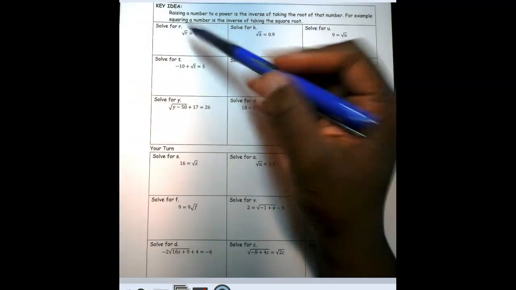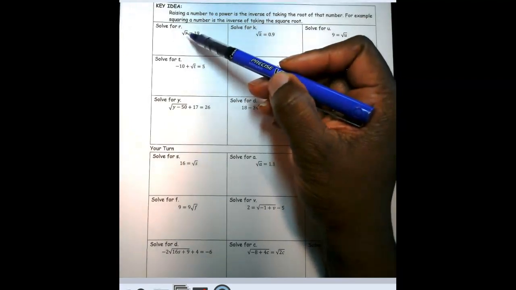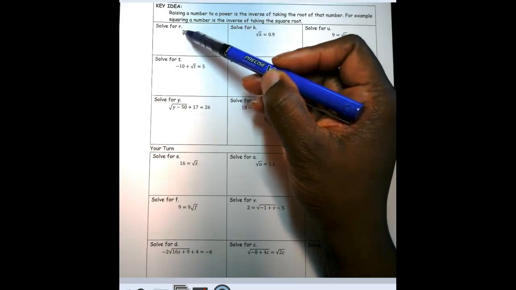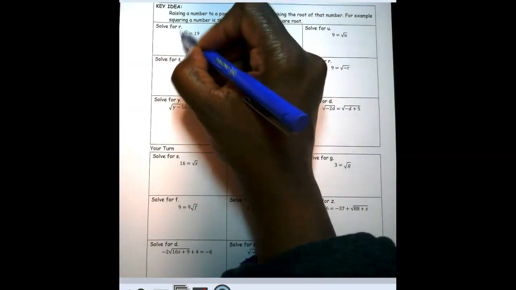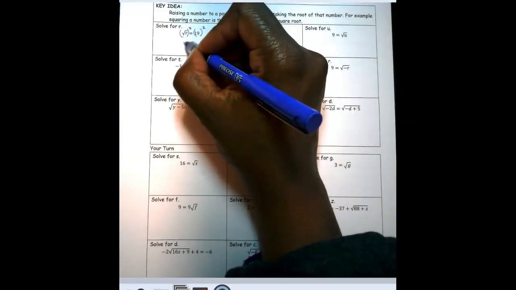So here I have solve for r. I need r, not the square root of r. Now, I know this is a square root symbol, and I know there is an imaginary 2 as the index because there is no number greater than 2 written. So to solve this, I would raise both sides of the equation to the second power. And when I do that, what I end up with is r is equal to 361.